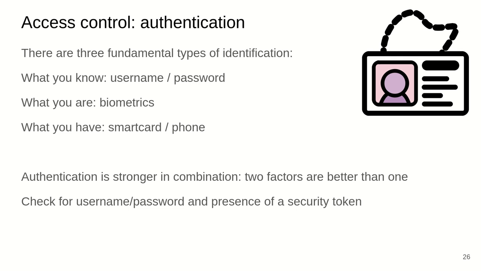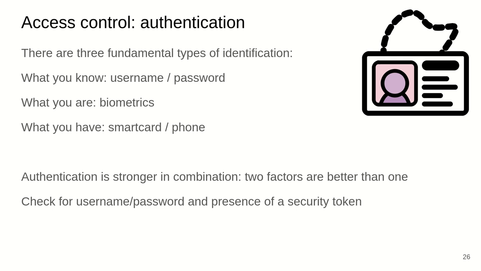We can use something that you are, for example, biometrics, your iris, your fingerprint, your whatnot, or we can use something that you have, for example, a smart card, a phone, access to a phone number that receives text messages or whatnot. And authentication is stronger in combination. Using 2 factors, for example, username and password, and some SMS, a text message to authenticate the presence is better than 1.